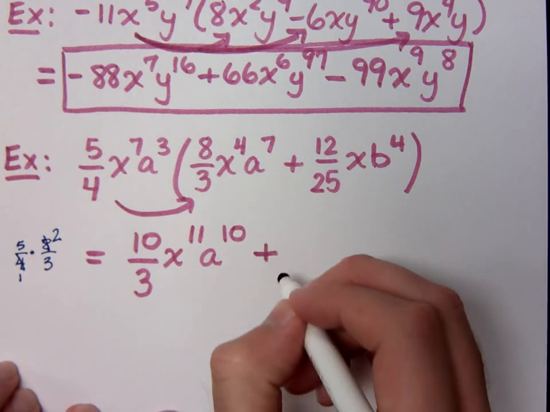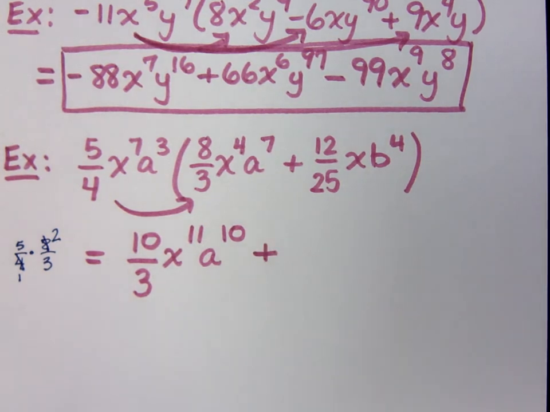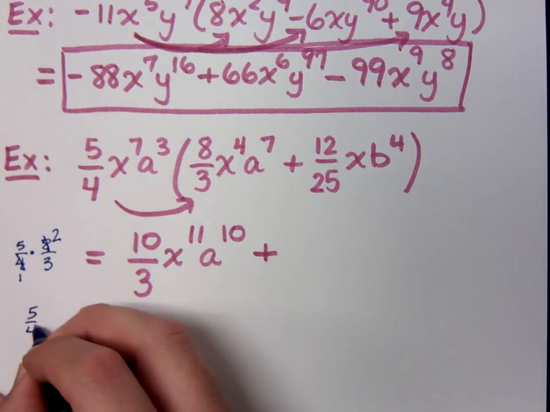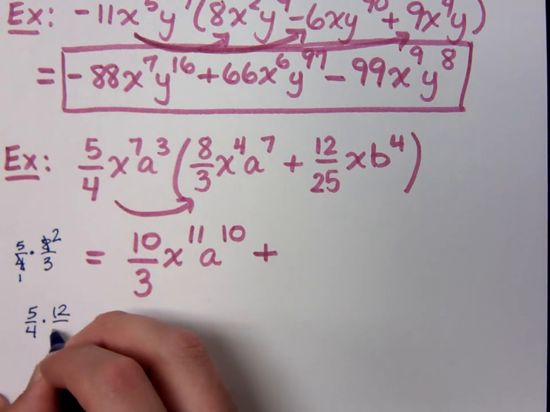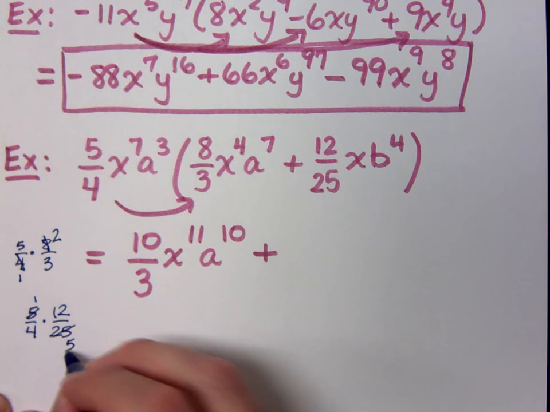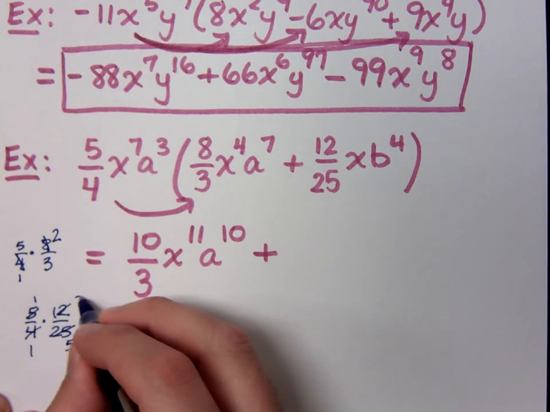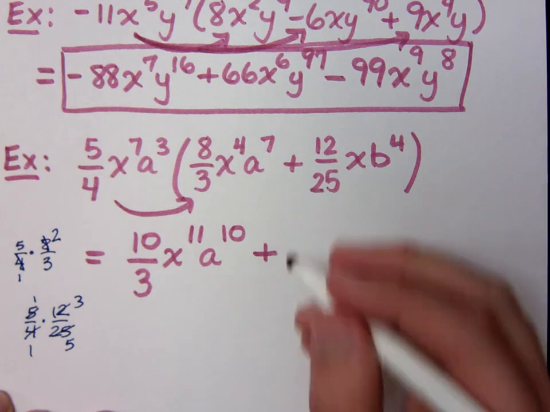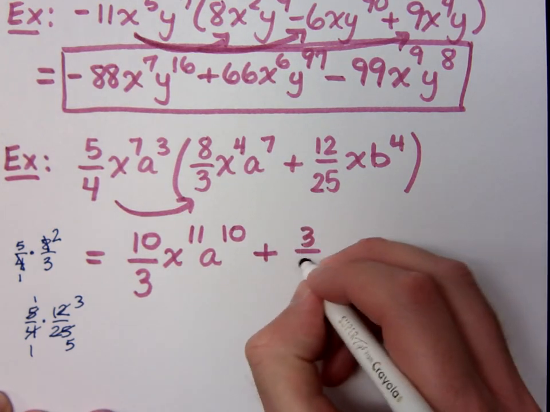Plus 3/5. Well, let's see. I'm multiplying 5 over 4 times 12 over 25. I'm going to reduce the 5s, 1 and 12 off. Reduce 4. Oh, sweet. Those are easy fractions, right? Anybody else get 3/5? You with me on that?